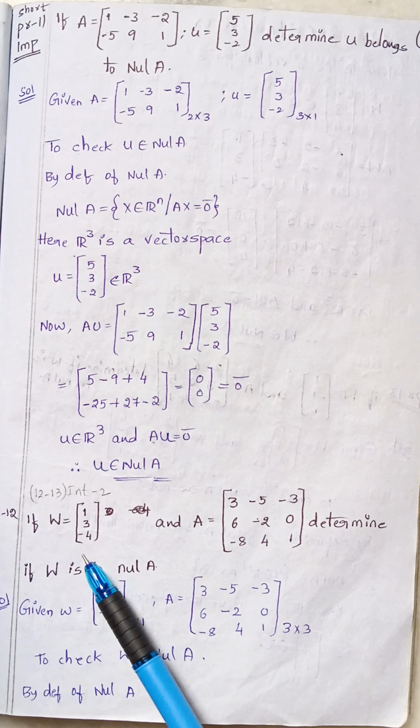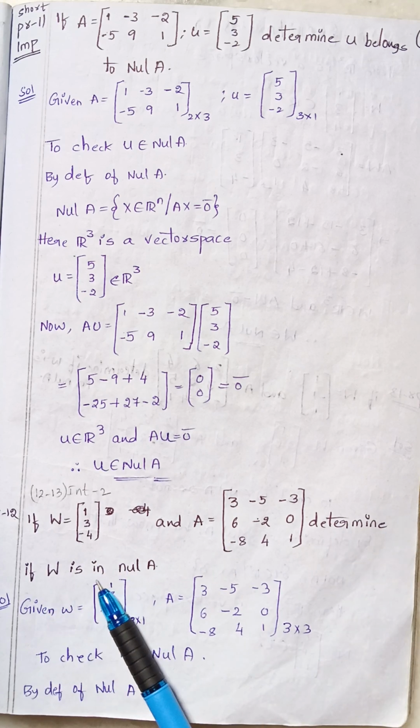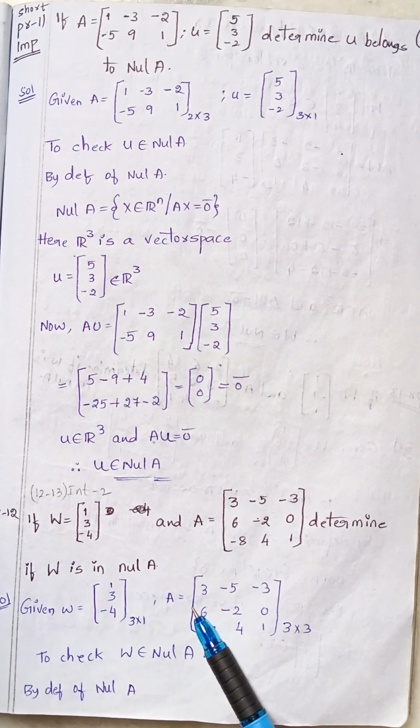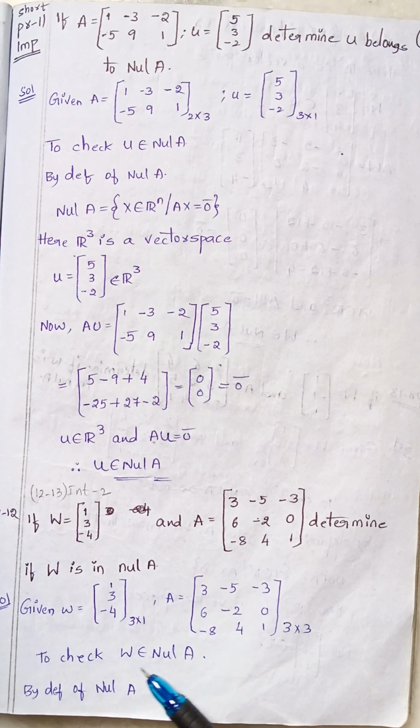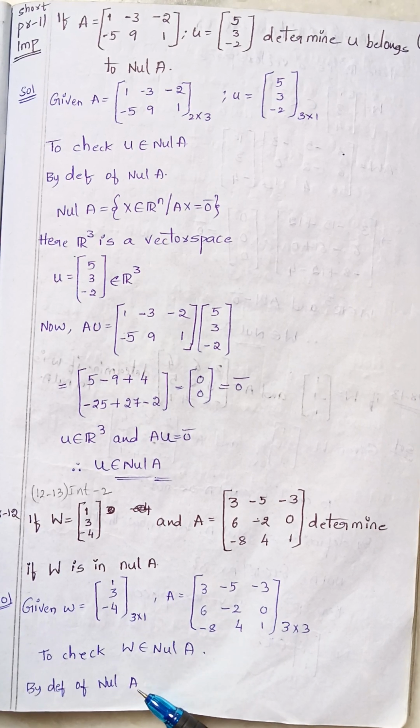See another problem. W is given, A is given, determine whether W is in null A. So here, what is given, that we have to write first. To check whether W belongs to null A, first write the definition of null A.